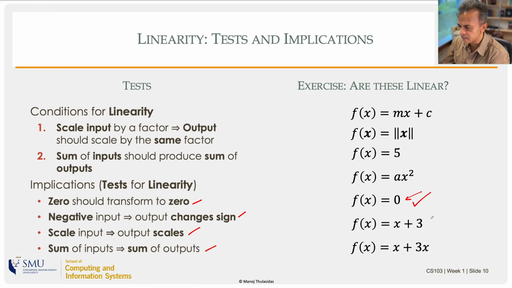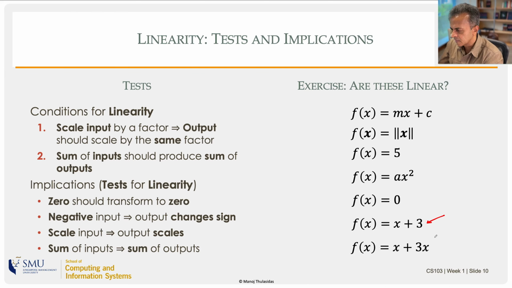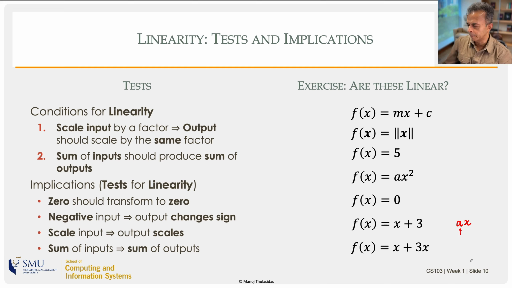This one is linear. x plus 3, this is obviously not linear. This is a special case of that where c is not 0 and m is 1. So that is not linear because f of x when x equal to 0 is 3. So it fails in test number 1. Last one, f of x is x plus 3x, which is 4x. If you actually work through this one, it is actually linear. In fact, the only linear expression in one variable turns out to be something like ax. This is the only linear expression where a is any real number.